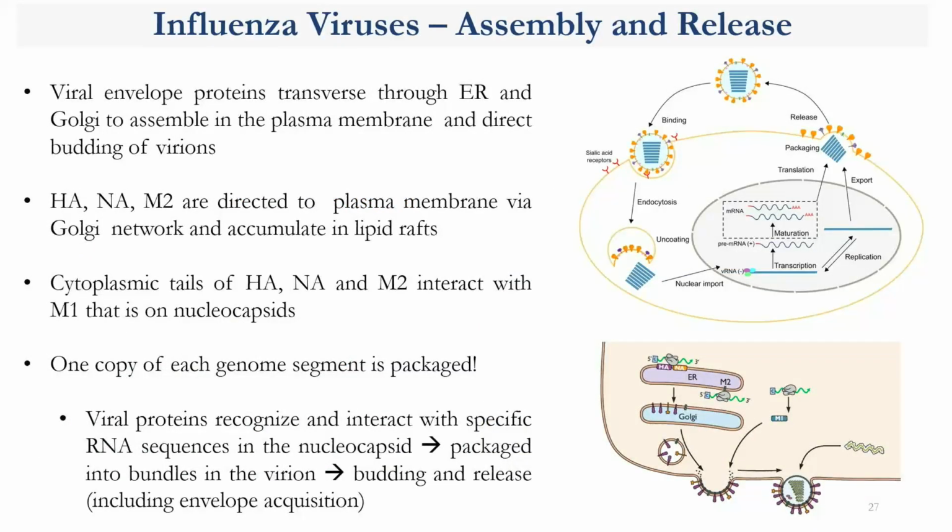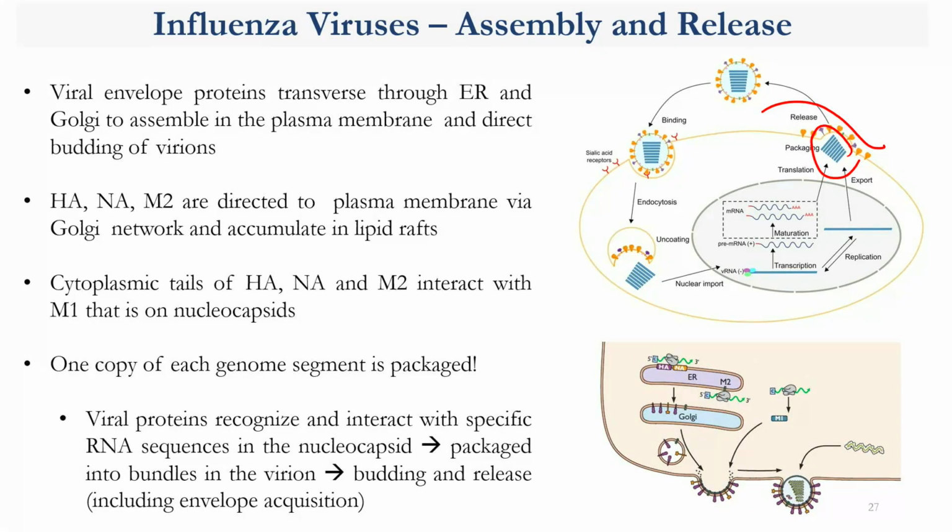Now, as you synthesize viral proteins, these enveloped proteins will transfer through ER and Golgi, and they start to assemble in the plasma membrane to direct the budding of these virions. Okay? So here, for example, you are synthesizing all your different proteins, and you're going to send some of these out into the plasma membrane like we've seen before. Okay? And as the nucleocapsids move along, they will get packaged into these vesicles. Okay?